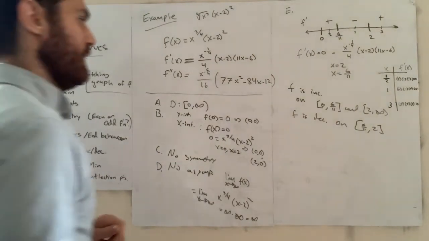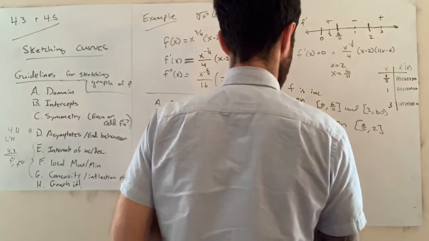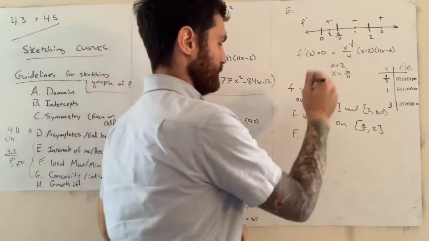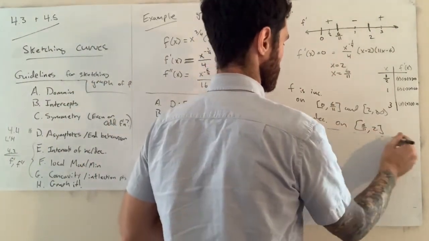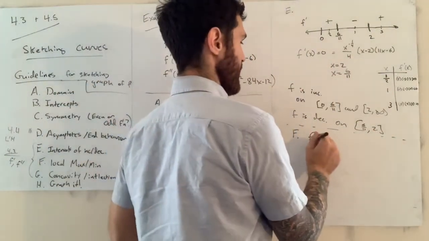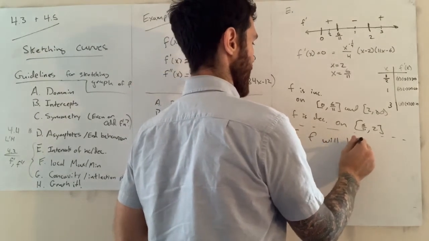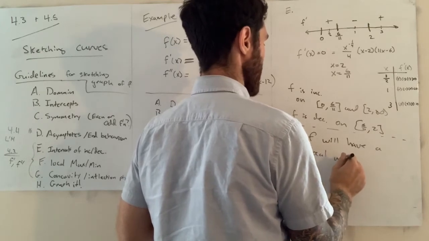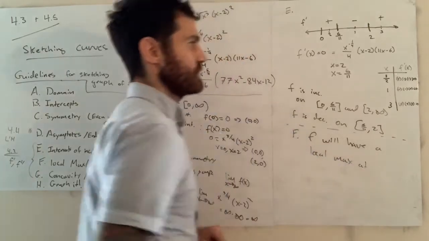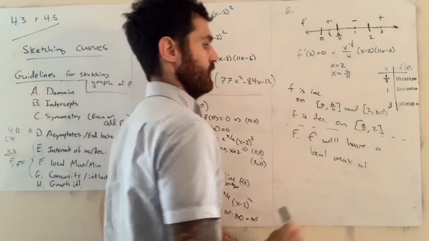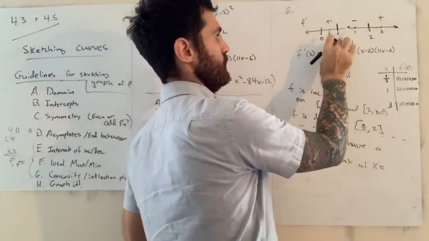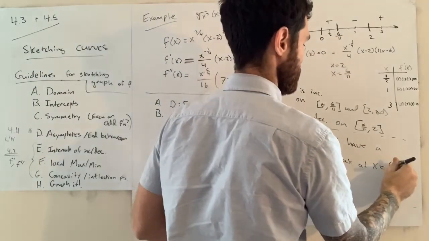All right, so now let's talk about f, local max and local min. Well, f will have a local max at what value? When x is equal to 6/11.